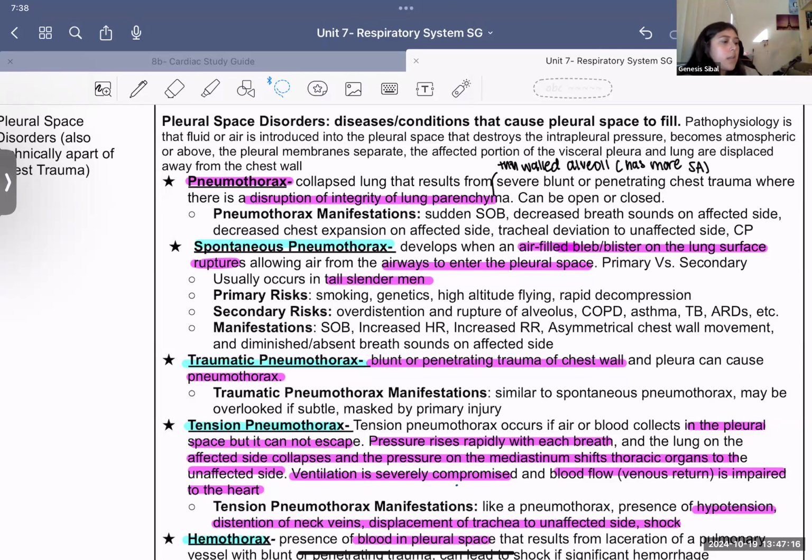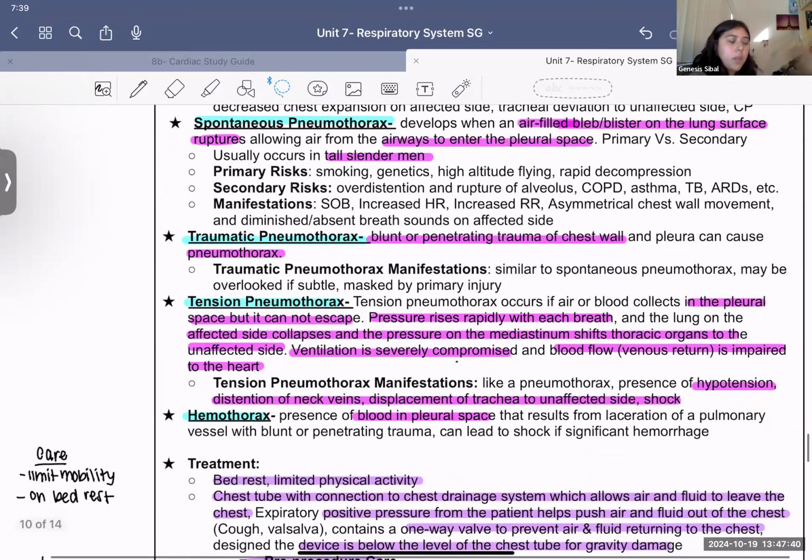And so pneumothorax manifestation, it's going to be with all of them, most likely: sudden shortness of breath, decreased breath sounds on the affected side. Because obviously, if you're having one collapsed lung, are you going to be able to hear that lung? No, probably not. Decreased chest expansion on affected side, tracheal deviation to unaffected side, and that is more with tension pneumothorax, and then chest pain. But this is just overall what it's saying. So really, the ones you have to know are just spontaneous, tension, and traumatic. For spontaneous, this is when there is an air-filled bleb or a blister on the lung surface. And so this then ruptures, which allows air from the airways to enter the pleural space. And as it enters the pleural space, that's also going to have that lung collapse as a result.